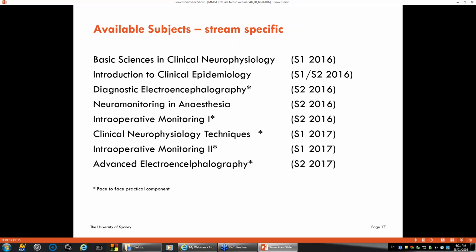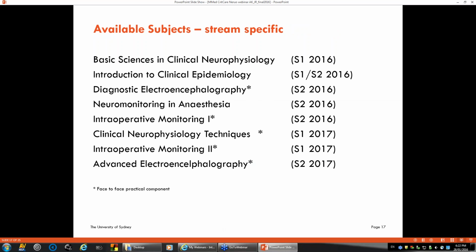So the subjects that we are making available as stream-specific subjects for this course are listed on the slide. Basic Sciences in Clinical Neurophysiology is a core subject. It contains all the presumed knowledge that we have for people undertaking this course and is very heavily invested in understanding anatomy and neurophysiology and the technical sides of using devices to monitor biological electrical signals.